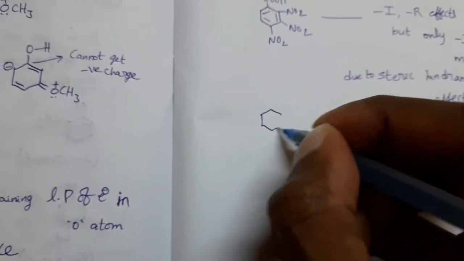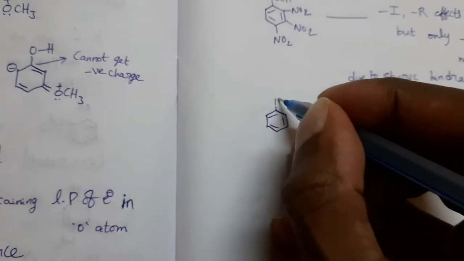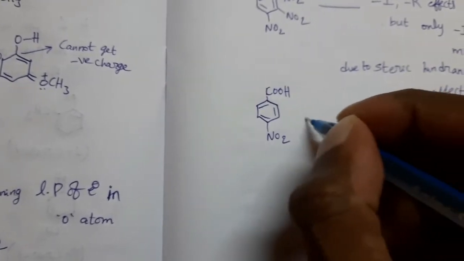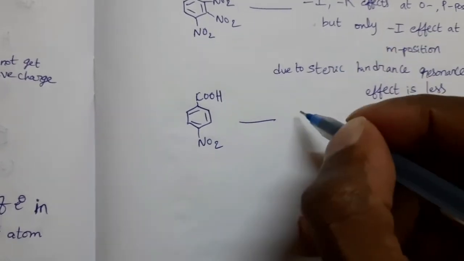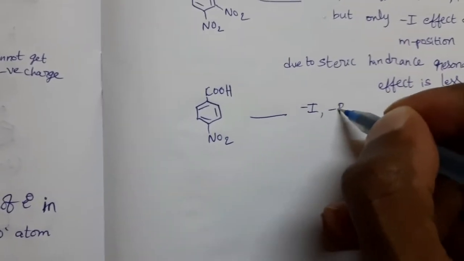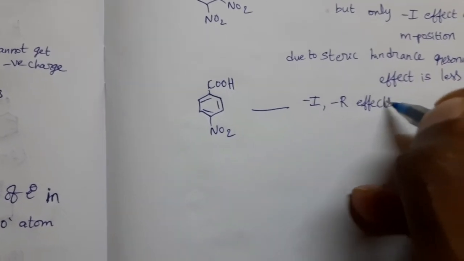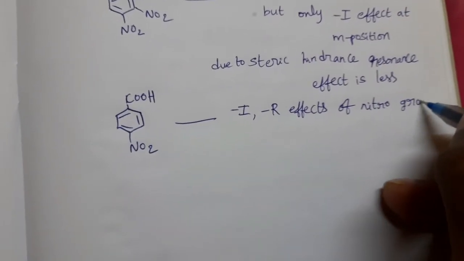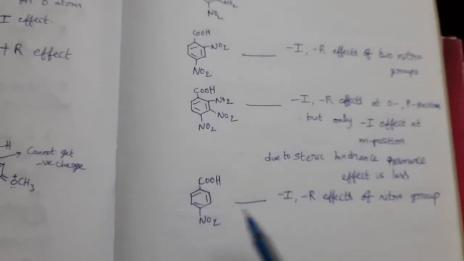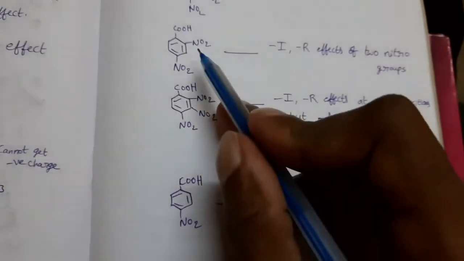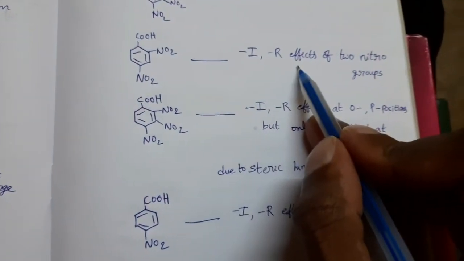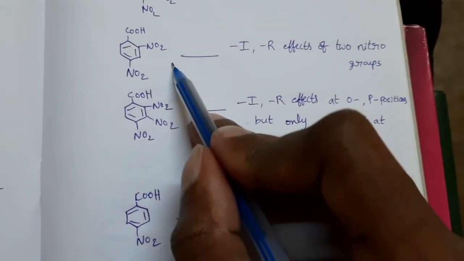What about the next compound? Only one NO2 group is present. That is this one. In this, what effects can we observe? Minus I and minus R effects of the nitro group. But this compound's acidic character is less than these two. In these two, NO2 groups are there, two types of effects we can observe, so its acidic character is more.